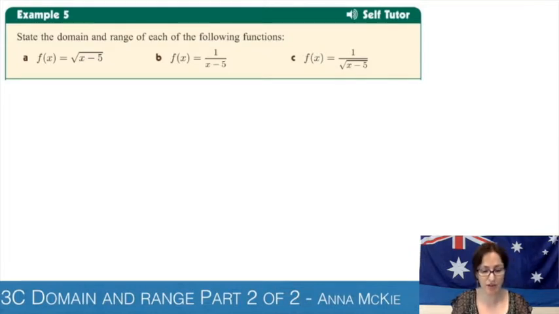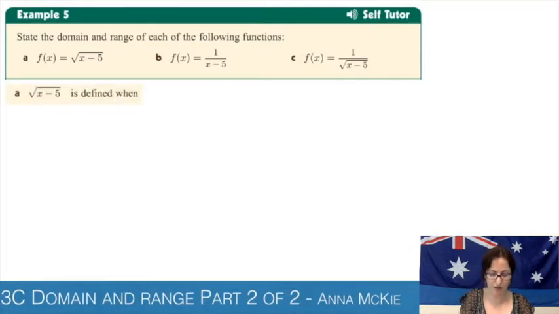All right, some examples, domain and range. We're going to go through all three. The first one, f of x is defined when the square root of x take 5, what has to happen with a square root? It has to be greater than or equal to 0. So that means that x take 5 has to be greater than or equal to 0.